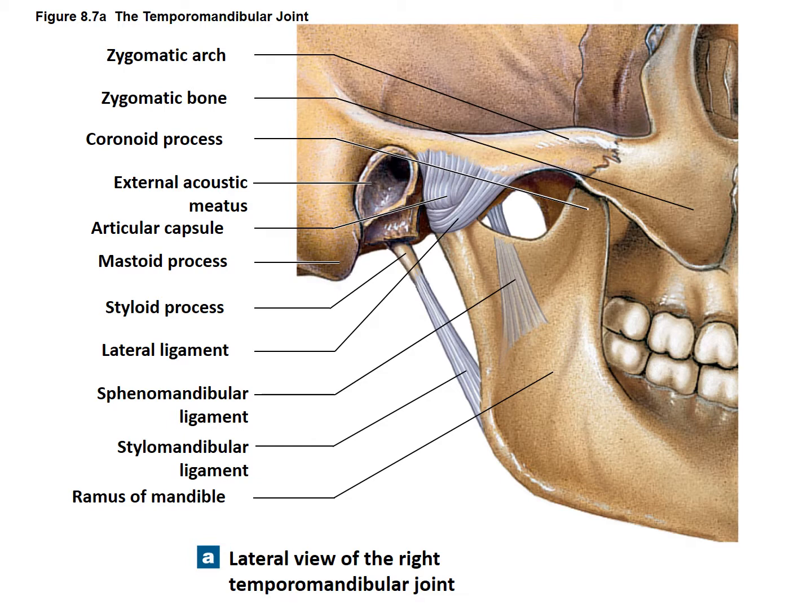The sphenomandibular ligament is going to connect from the sphenoid bone to the actual mandible, and it is an extracapsular ligament that is going to help stabilize again during that side-to-side movement.